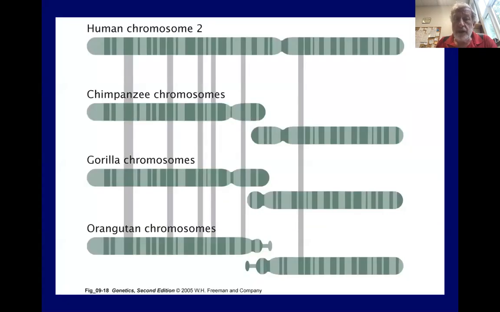Now in our evolutionary history, we're of course 2n equals 46. The great apes are 2n equals 48. And the difference there in numbers is the fact that our chromosome number 2 in them is 2 separate chromosomes. So again, we don't know which trait is ancestral or descendant, but clearly there were chromosomes fusing or breaking in our evolutionary history.